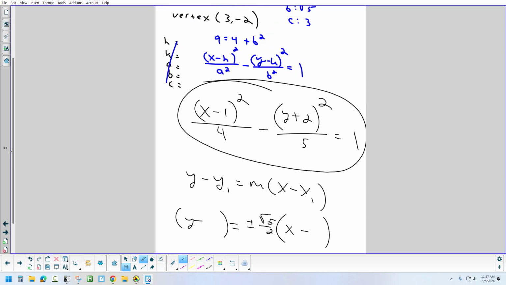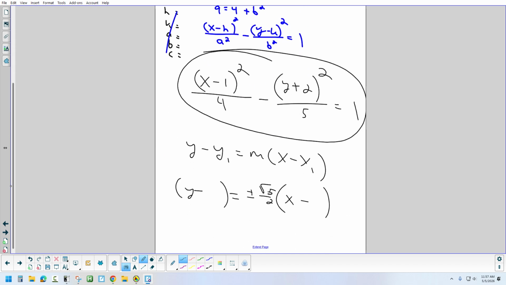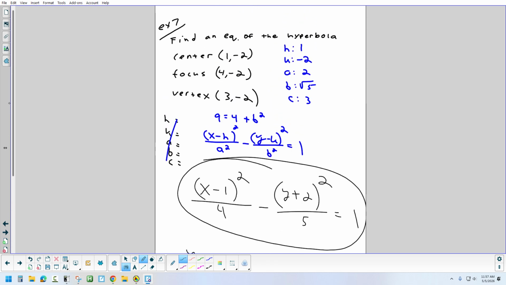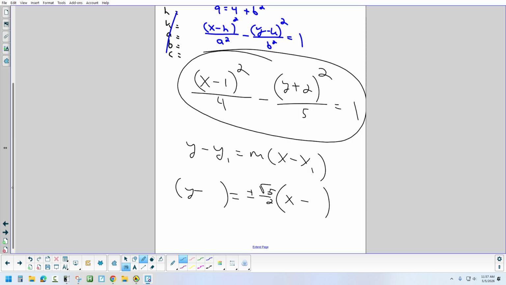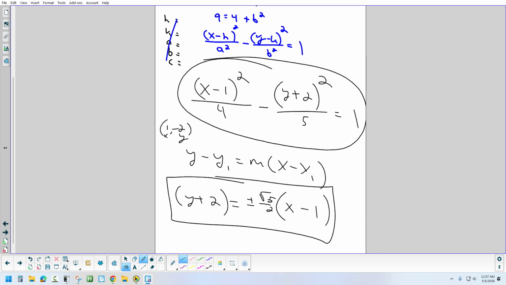And what's the point that I want to force my line to go through? Got my slope. But it has to go through the point, yep, 1, negative 2. So you're going to fill in minus negative 2 and minus 1. It's not y equals mx plus b, but it's the point slope form of the asymptotes. Any question on that?